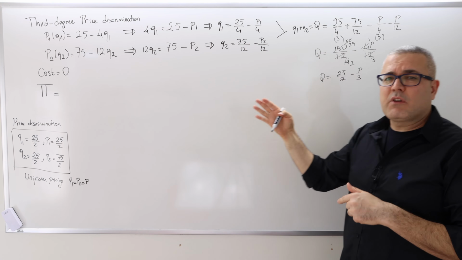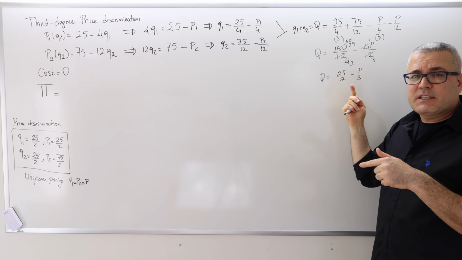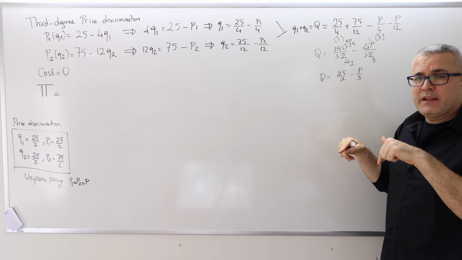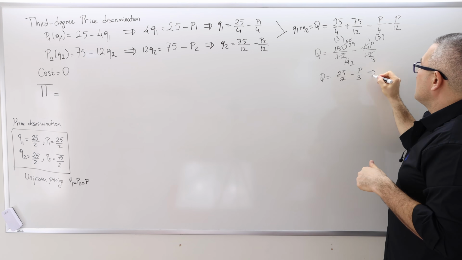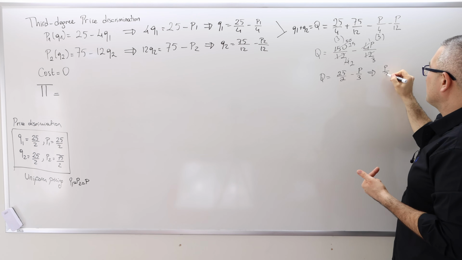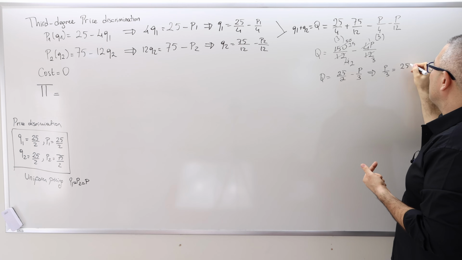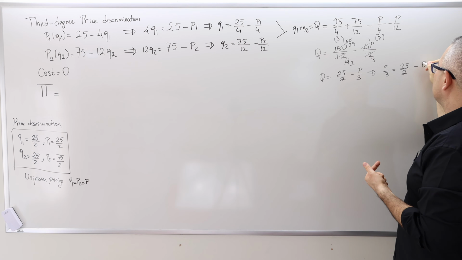Now, because I'm going to write the profit function, I would like to sort of invert this and find the inverse demand curve. All right? How do I do that? Well, this time I pull the P over 3 term to the left-hand side, send everything to the right-hand side, 25 divided by 2 minus Q.